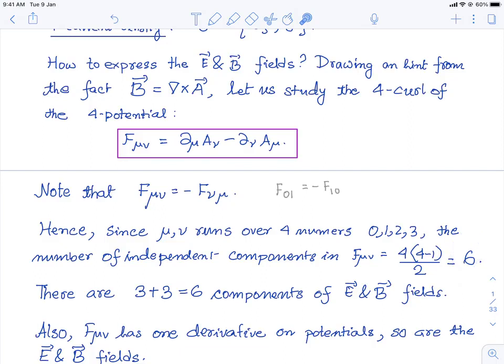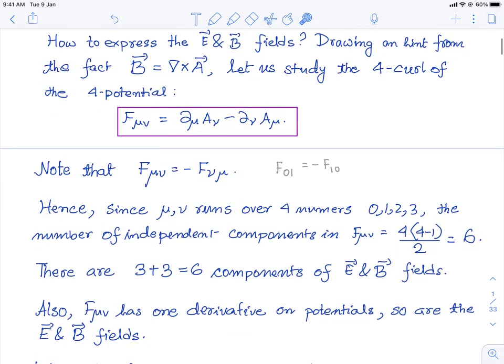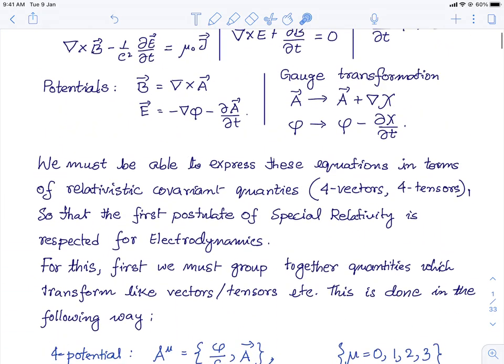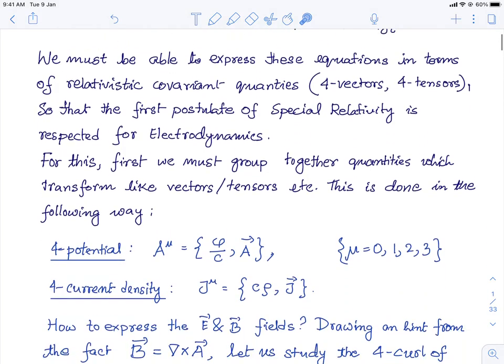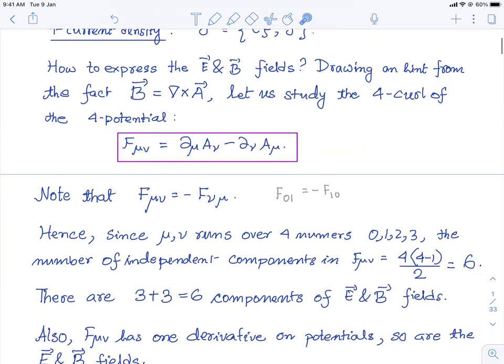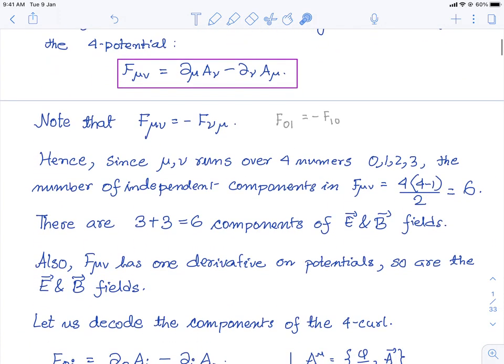Okay, 6 independent quantities. Now we also observe the fact that the electric and the magnetic fields put together also form 6 components. They have 6 independent components. So there are 6 quantities to worry about there. And also when we take the curl, there are time and space derivatives that act on the potentials, right? We know from the expression of the electric field and magnetic field that they are given by one derivative acting on the potentials like this. So this seems that it could be related to the electric and magnetic field.